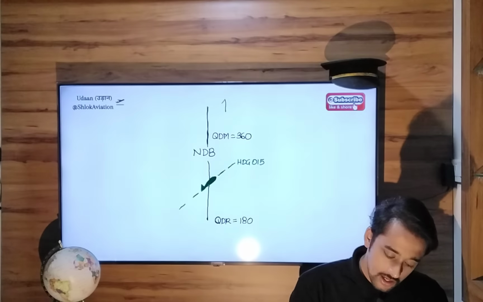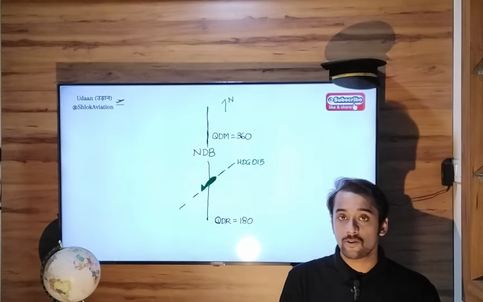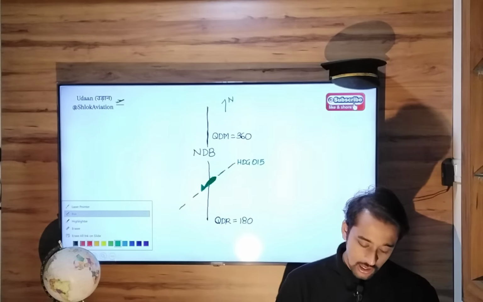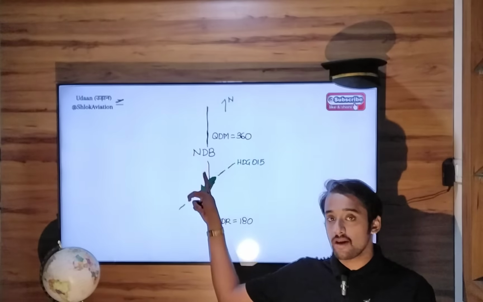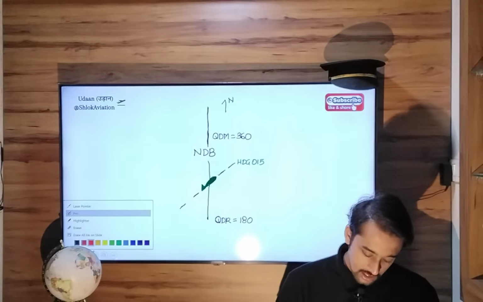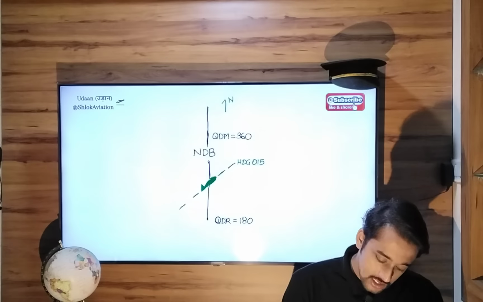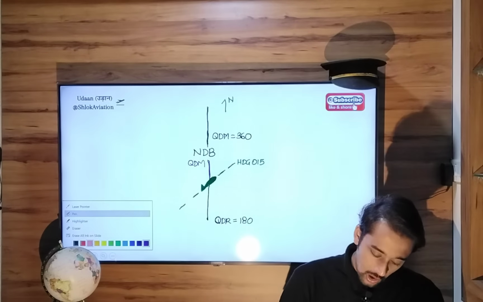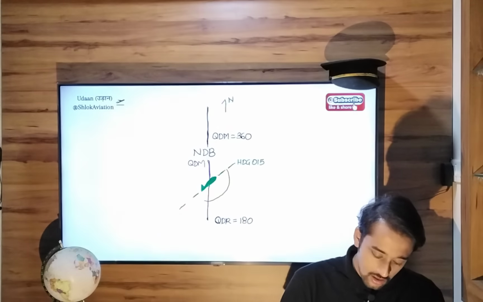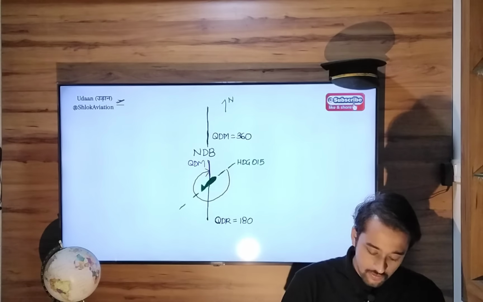This is your north datum. And now we have to find relative bearing, which is the angular difference between heading and QDM, that is track towards the station. The track towards the station is QDM. So let's measure this angle clockwise. It will be somewhat like this.